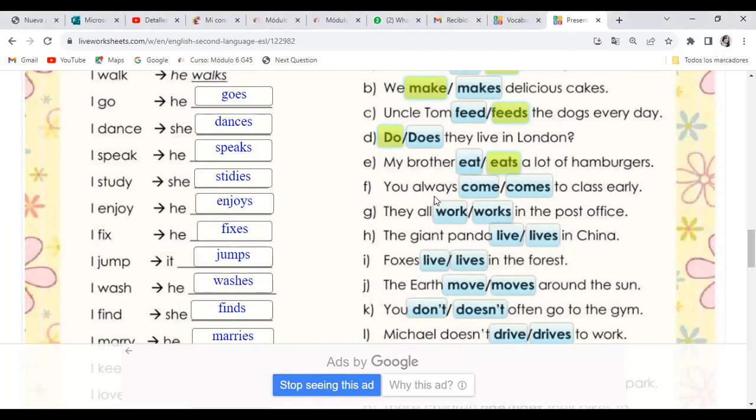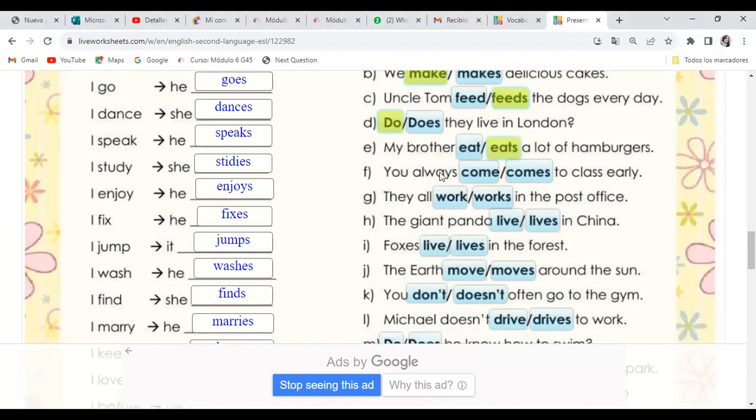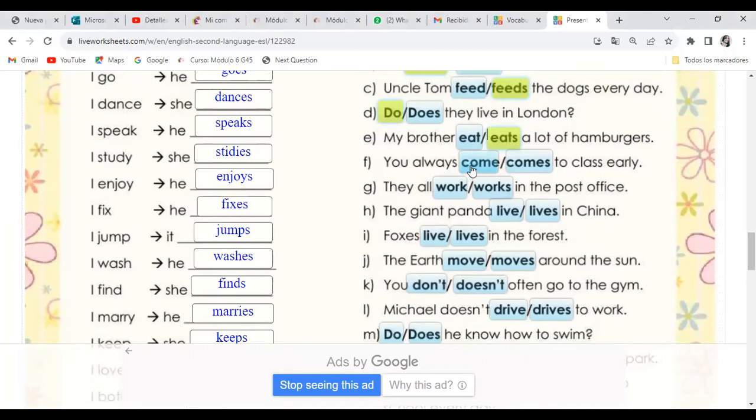What about letter F? You always come or you always comes to class early. What is it, guys? Come or comes? Aquí estamos conjugando el verbo con you. Anybody? Any volunteer? What is it, guys? Come. Yes, very good. You always come to class early.